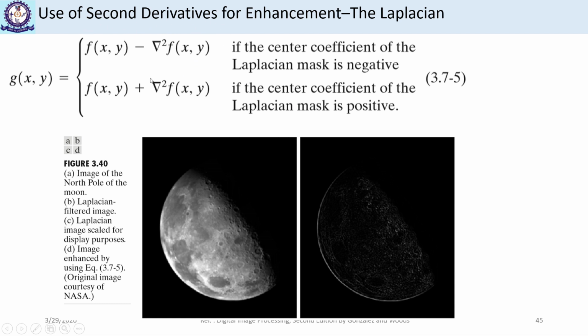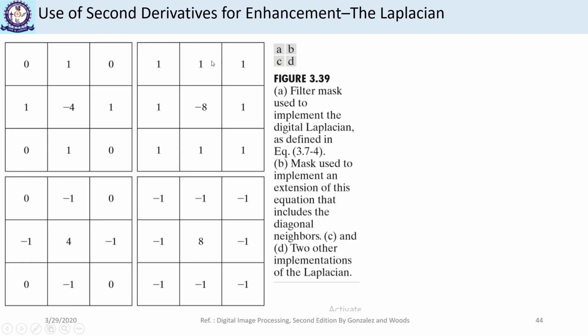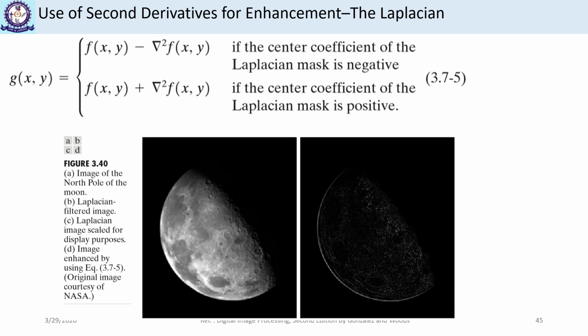Now here you see we have two formulas. If the center coefficient is negative, then the fxy will have a minus sign after this. That means fxy minus del square fxy. And if the center coefficient is positive, then fxy plus del square fxy would be the enhanced image.